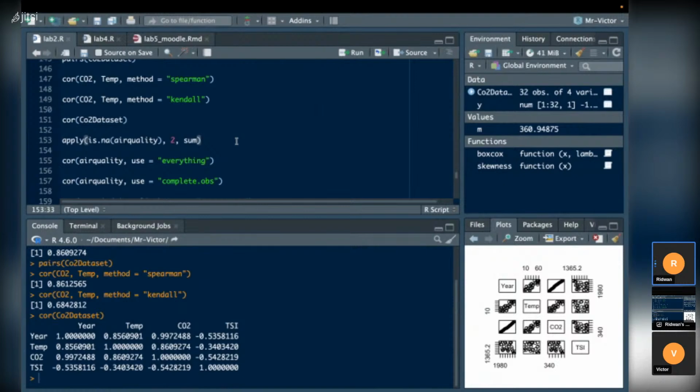The next thing that we have is apply, is.NA equality, 2. I already explained apply. With apply, you give your vector. Then what did I say this number is? Apply is used to apply a function on columns of a data frame. That is what apply is for. We did it in our last class. Apply a function to columns of a data frame. That's what you use apply for.